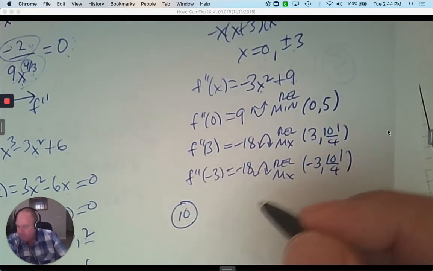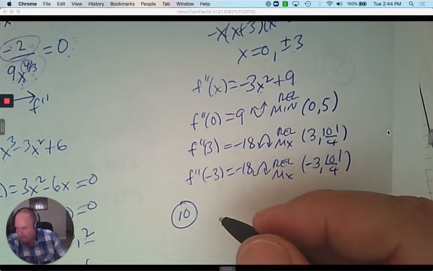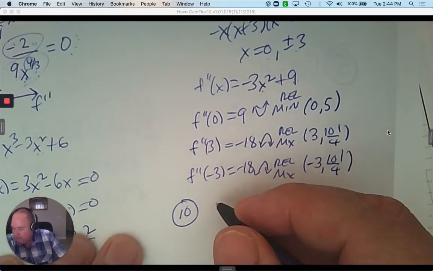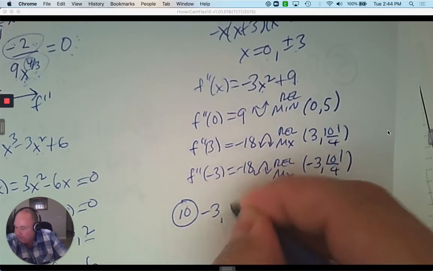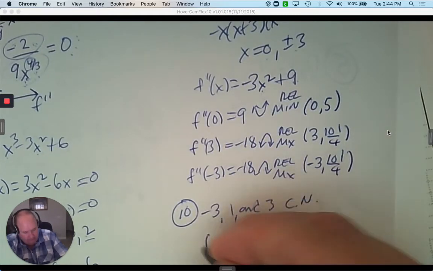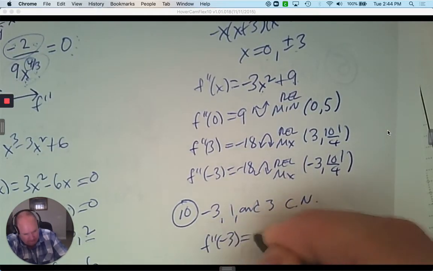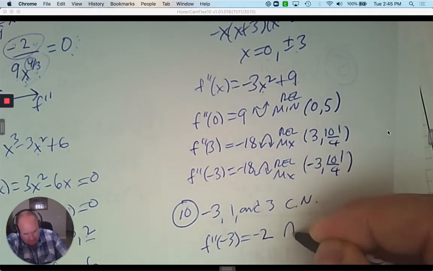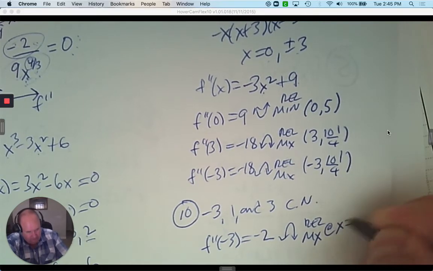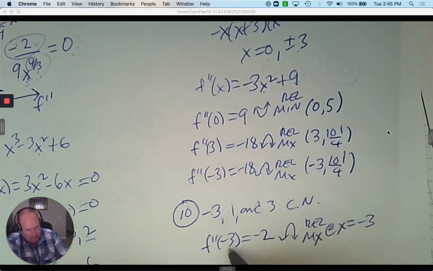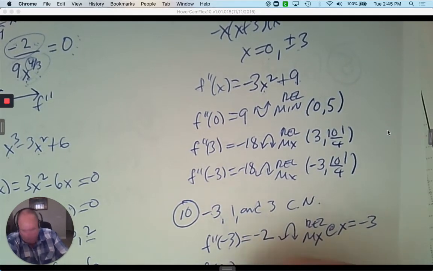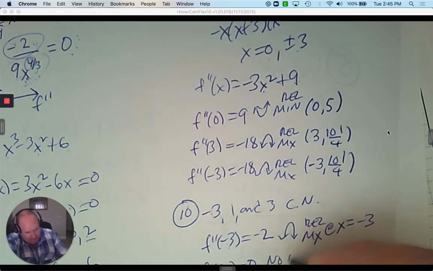Number 10. For these problems, find the x values of the minimum points and the x values of the maximum points. It says that negative 3, 1, and 3 are critical numbers. Then it says the second derivative at negative 3 equals negative 2. That means it's concave down. That means it's a relative maximum at x equals negative 3 because negative 3 is a critical number. That's how that connects. The second derivative at 1 equals 0, so no max or minimum.